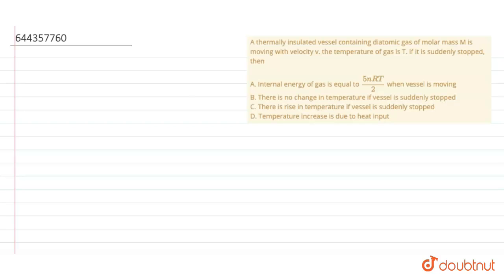Hello student, this is question ID number 644357760. The question states that a thermally insulated vessel containing a diatomic gas of molar mass m is moving with velocity v. The temperature of the gas is T. If it is suddenly stopped, then the internal energy of the gas is equal to 5nRT by 2 when the vessel is moving. There is no change in temperature if the vessel is suddenly stopped. There is a rise in temperature if the vessel is suddenly stopped. The temperature increase is due to the heat input. These are the options. Let's do the solution for this question.